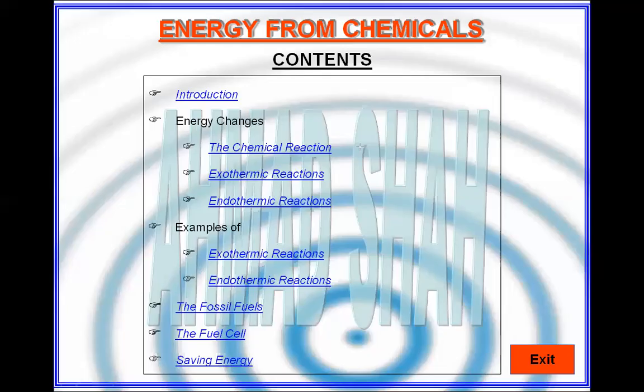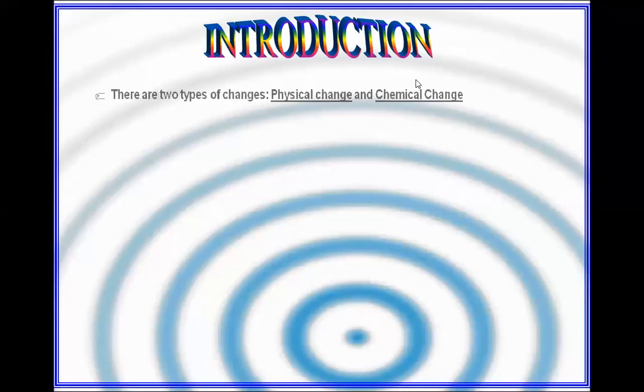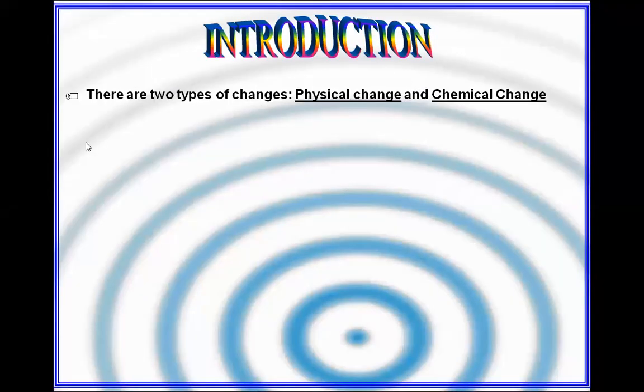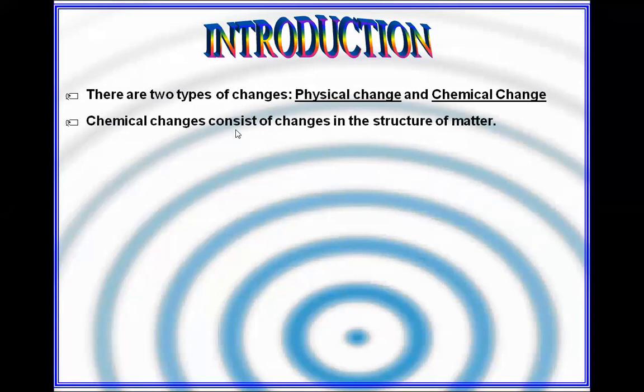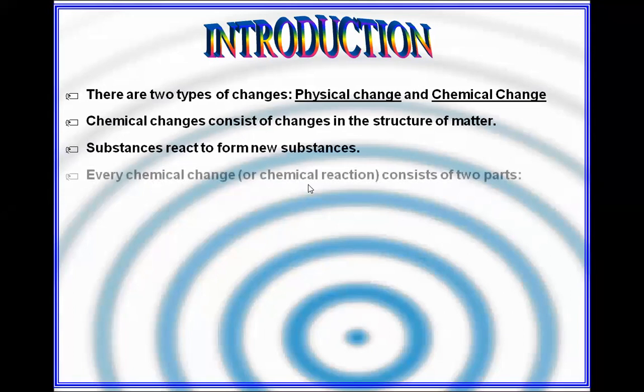How can we say that a reaction is exothermic or endothermic? Okay. Now, this is the introduction of this chapter. There are two types of changes. Number one, physical change, and number two, chemical change. Chemical changes consist of changes in the structure of matter, composition must be altered, substances react to form new substances.